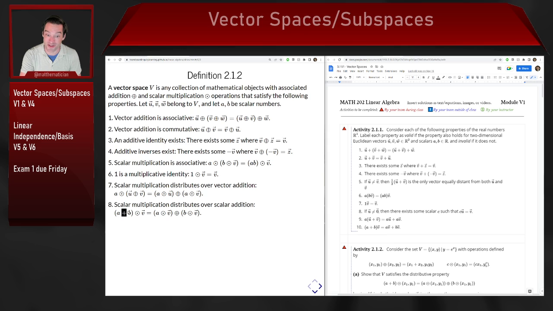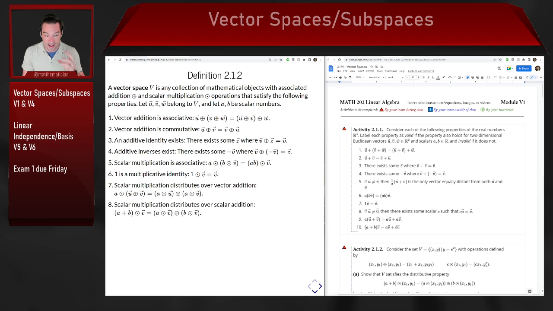And then conversely, if I add the scalars, and this plus is actually real plus, right? This is actually real addition because it's connecting a scalar and a scalar. So this is really addition of real numbers or addition of complex numbers. And then I scalar multiply a vector by that sum. It's the same as if I had scalar multiplied that vector by each of the summands and then added those two results together.